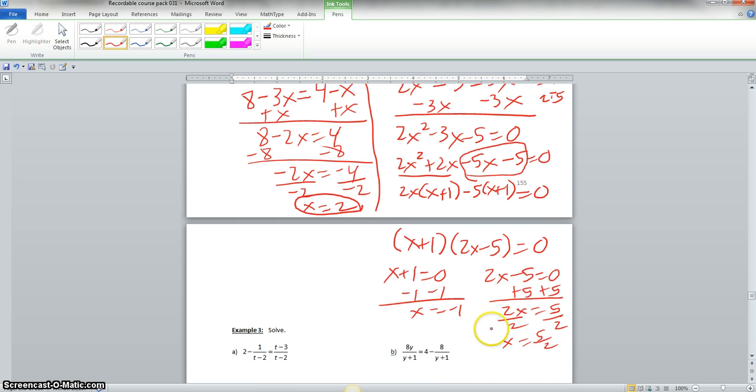Now, our final answer here, and this is from me having a little lack of space, but our final answer here would be x is equal to negative 1, comma 5/2.